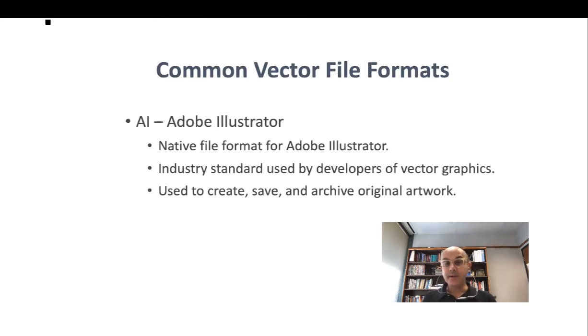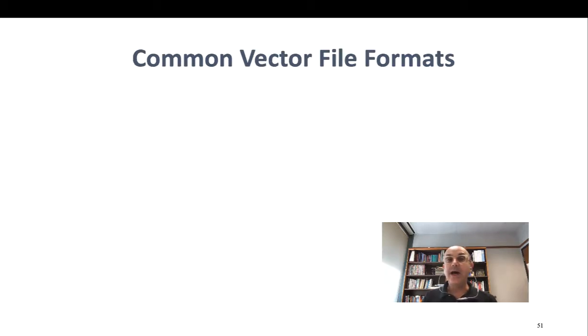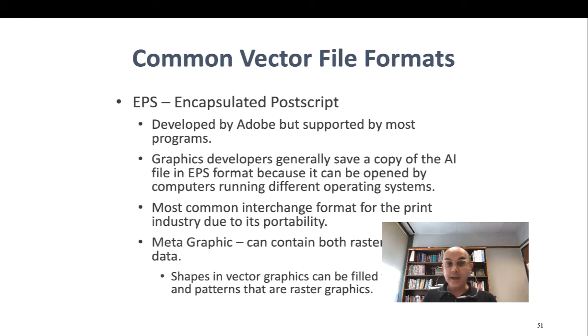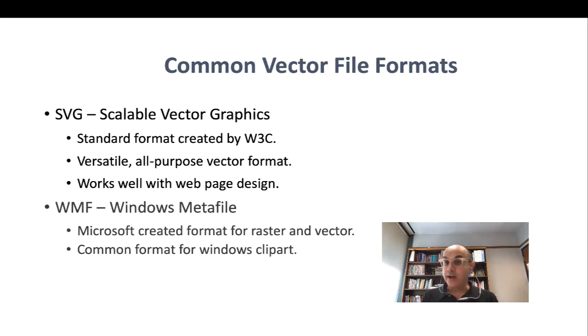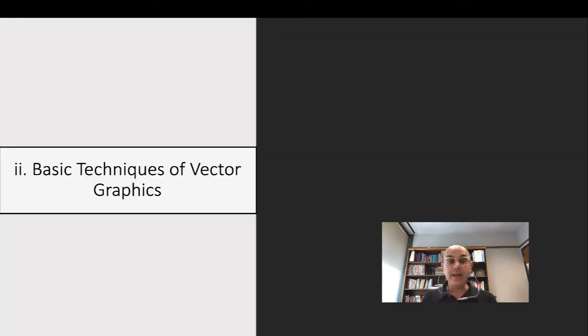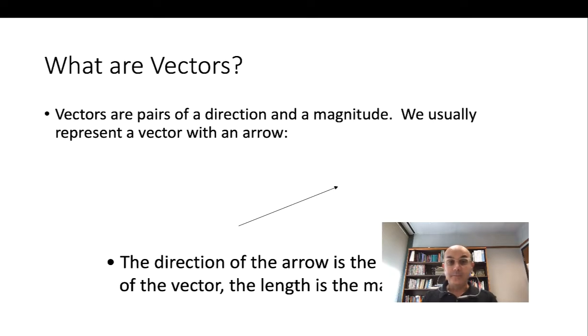Common vector files are AI, which is Adobe Illustrator, and we also have the EPS format, which is probably, when you go to print your work, usually the most common type of file. Again, this is a file format that usually entails, but what type of vectors are we talking about, and what are we going to see?